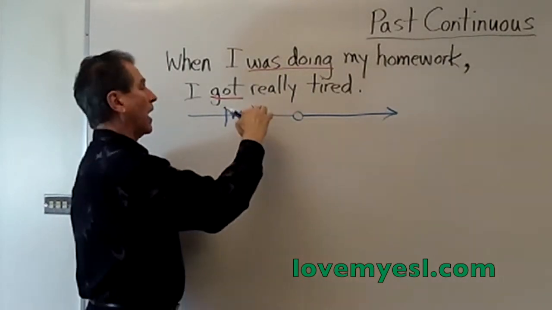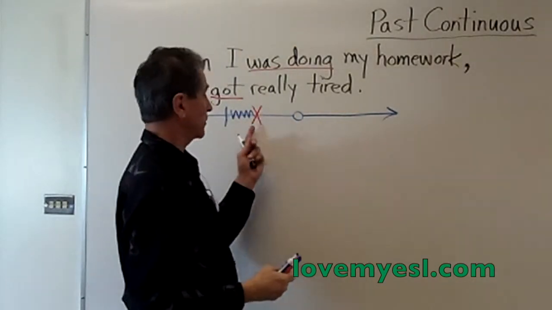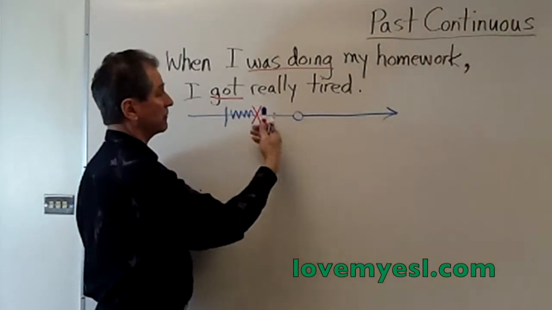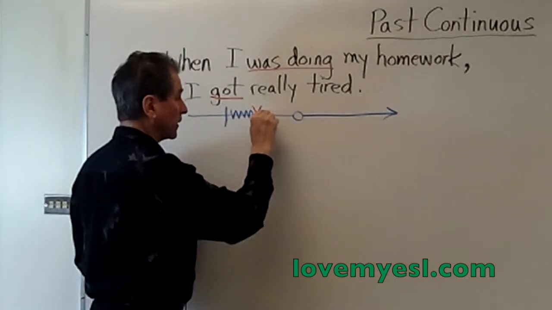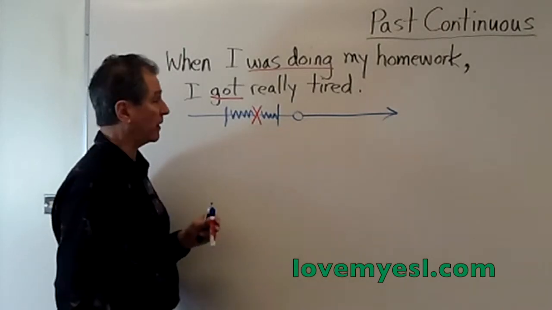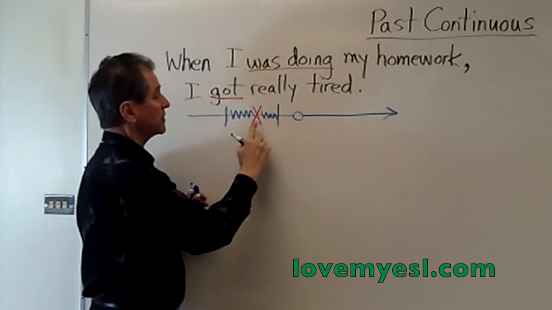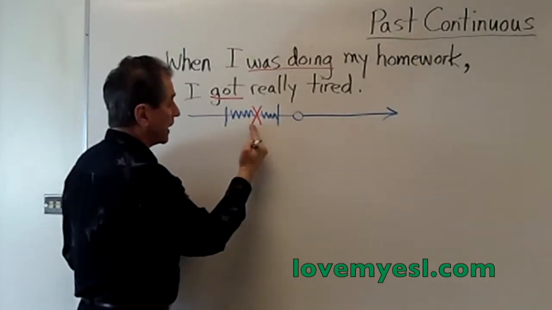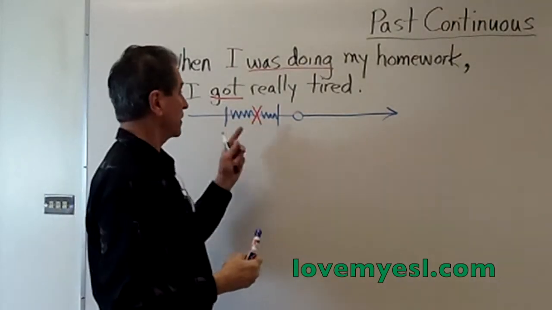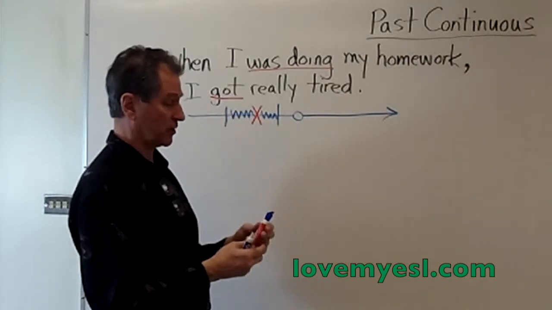So what did I do? I probably took a break, or maybe I went and watched TV, something like that. I wanted to do something different so I could come back and finish my homework maybe later. So here's the continuation of that action, and maybe I finished and went to bed there. So this action here, the short one, the simple past, happens in the middle or at the end of an action. Sometimes it can finish that action. You don't want to go back and study again. So it finishes the action.